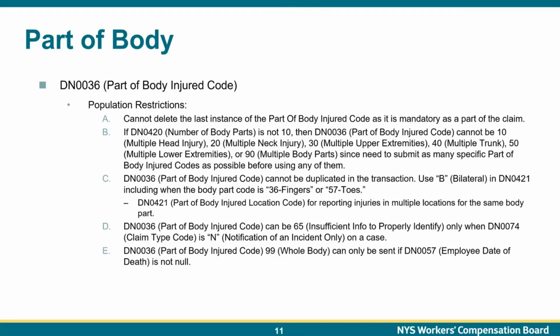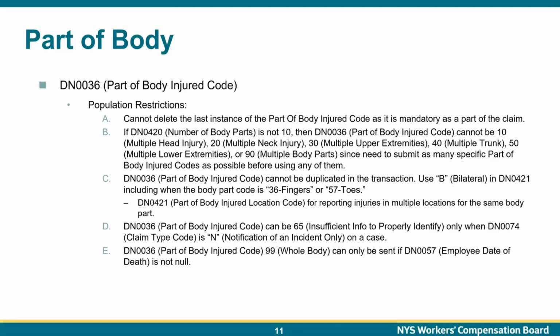Under C, part of body injured code cannot be duplicated in the transaction. All this means is that you use bilateral if you happen to injure a left and right hand, for example. The same applies for fingers and toes as well. We would expect bilateral if you're reporting the same part of body and the same finger or toe.